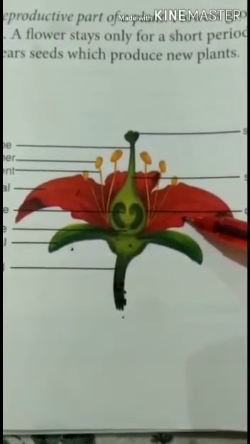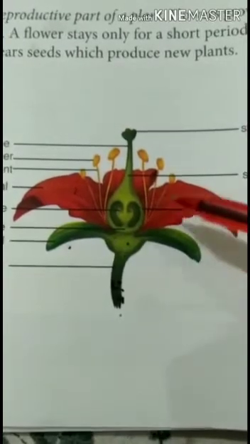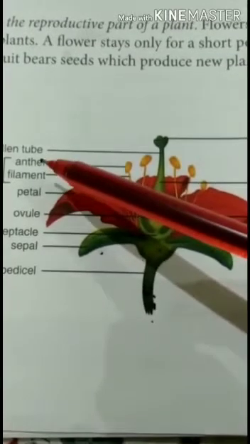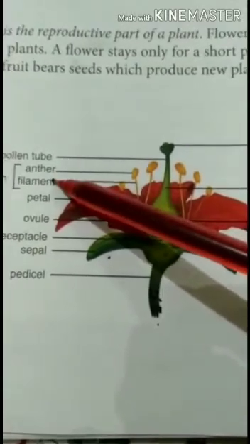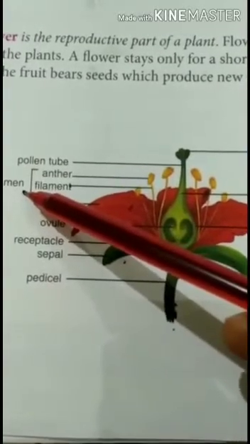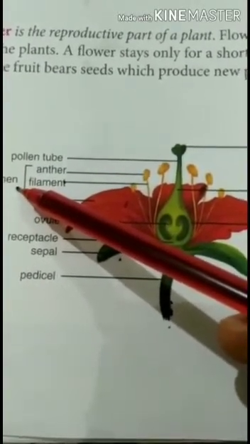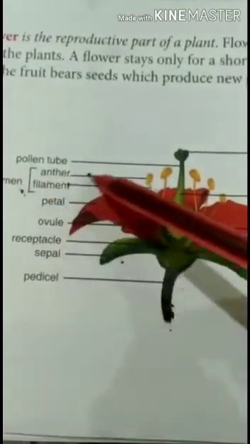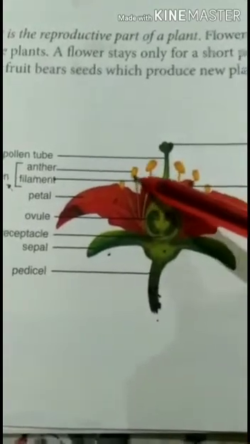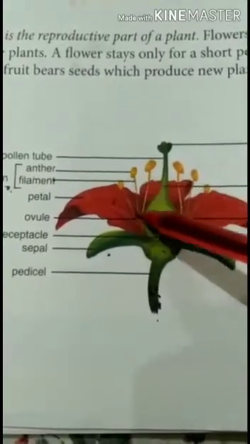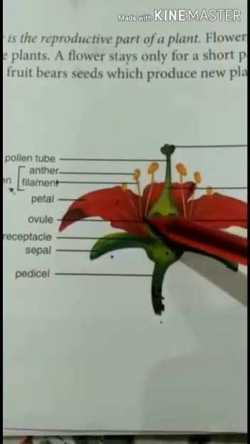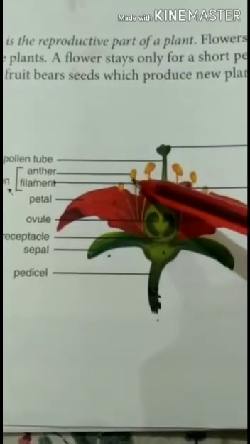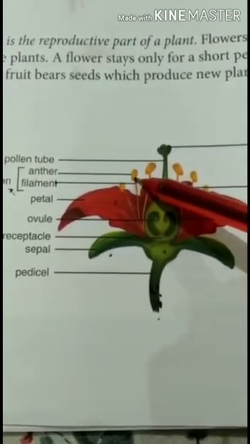And the third wall of the flower is androecium. Androecium consists of anther and filament. That is called stamen. Androecium is the male reproductive unit of a flower. Stamen has two parts, anther and filament. See, the stalk of the stamen is called filament. This is the stalk of the stamen. And the swollen part of the filament is called anther.